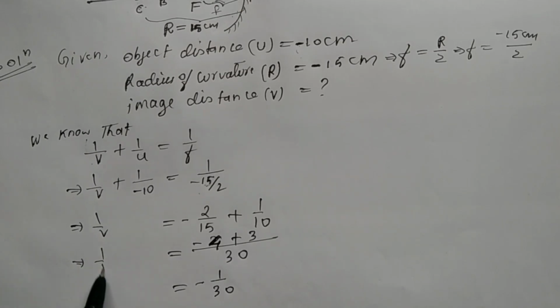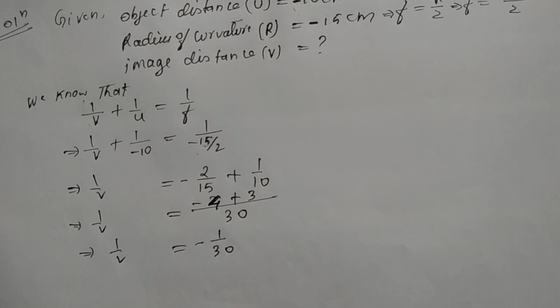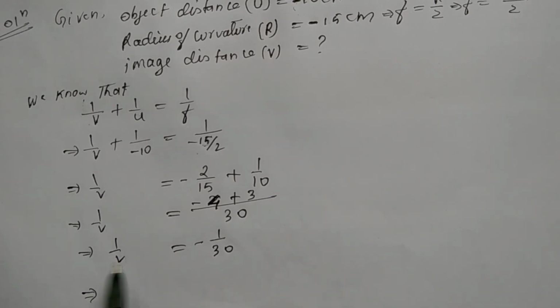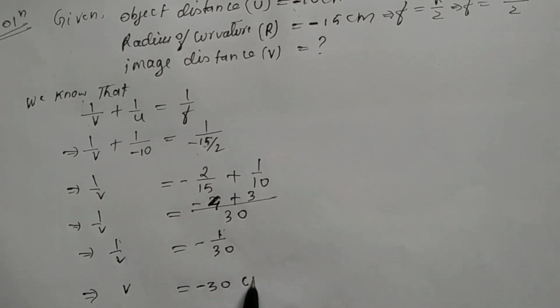So 1 by v equals how much we got? Minus 1 by 30. Now our target is to find the value of v, so we have to cross multiply, isn't it? Cross multiply. So v times 1 is v, equal to 30 times 1 is 30, negative will be there. So v equals minus 30 centimeter.